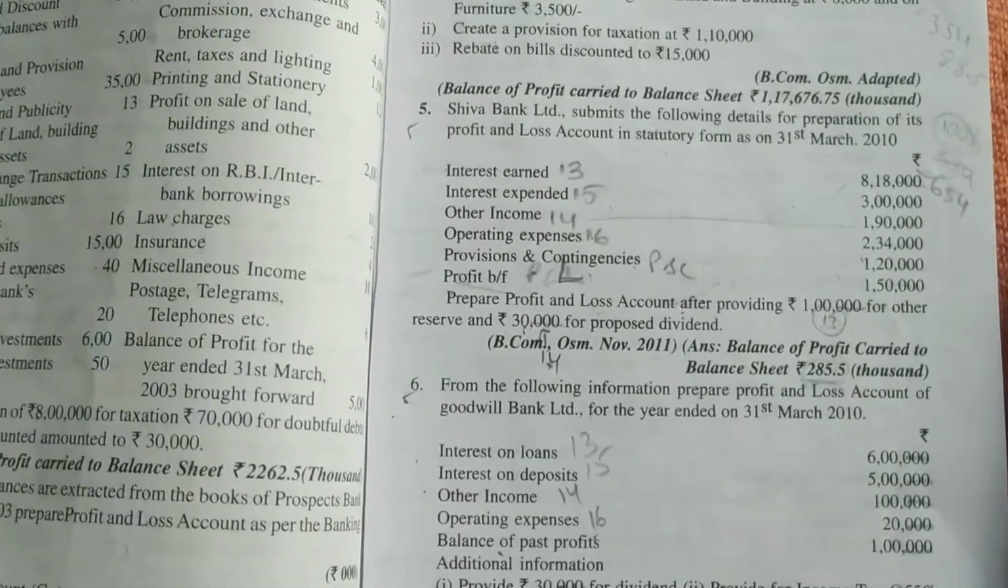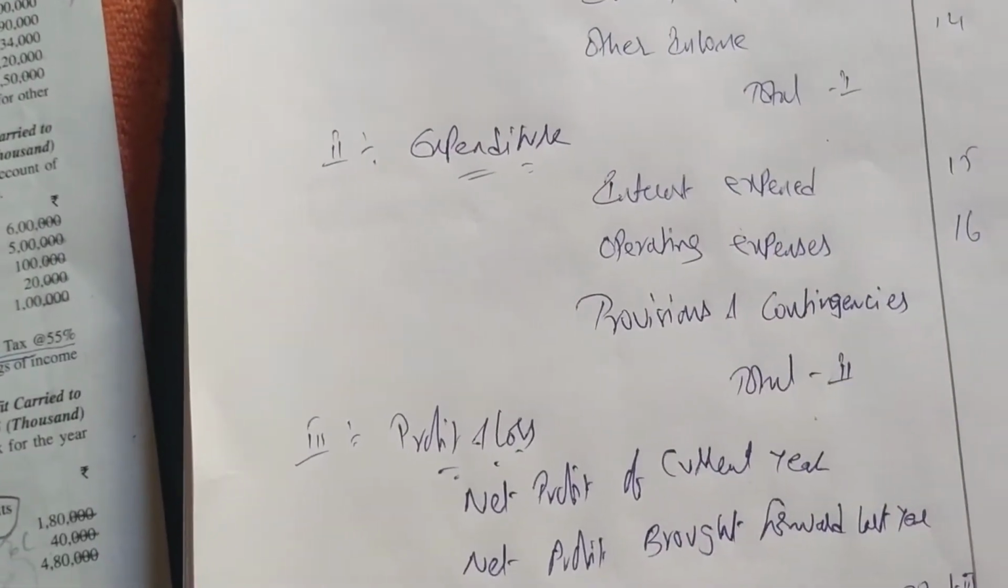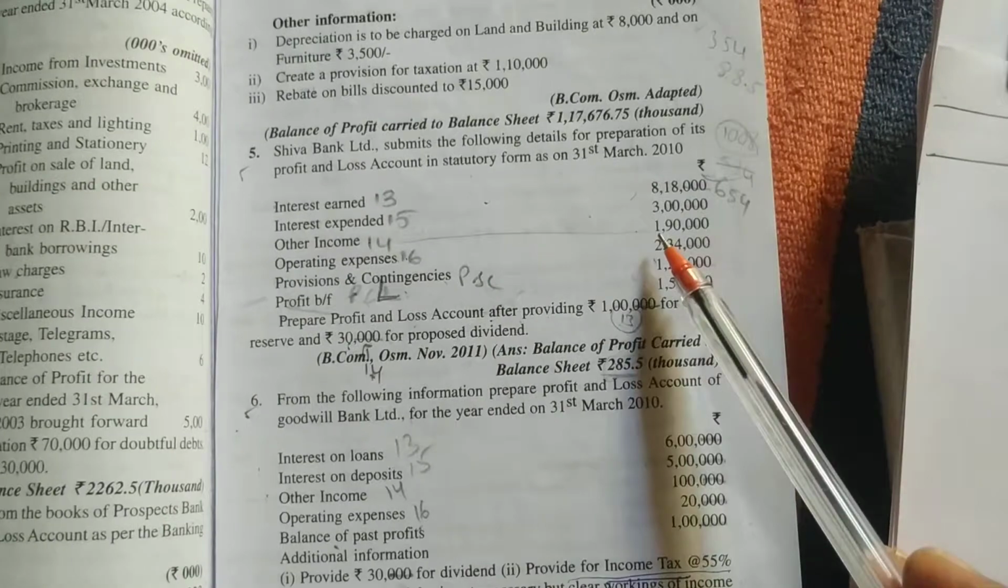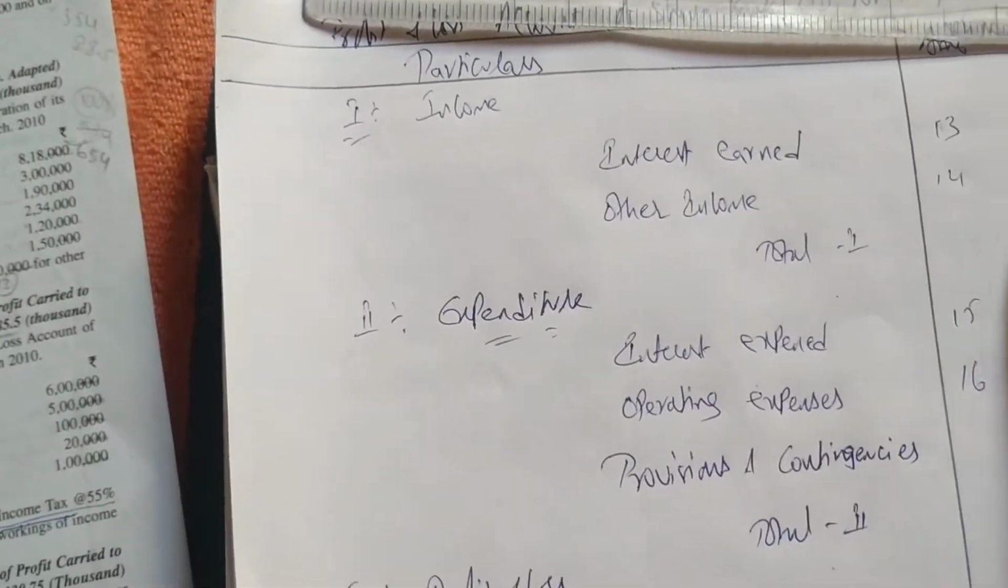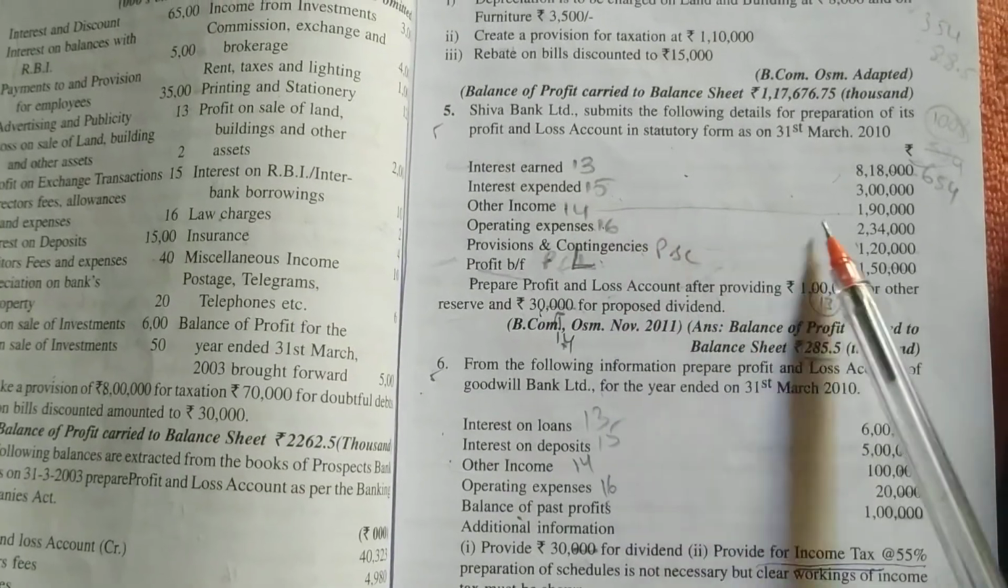So all information we have written. Interest earned, 8,18,000 we have written. Next is interest expended, 3 lakhs. We have written in front of interest expended 3 lakhs. After that we have other income 1,90,000. We have written other income, schedule number 14, 1,90,000. We have operating expenses 2,34,000.